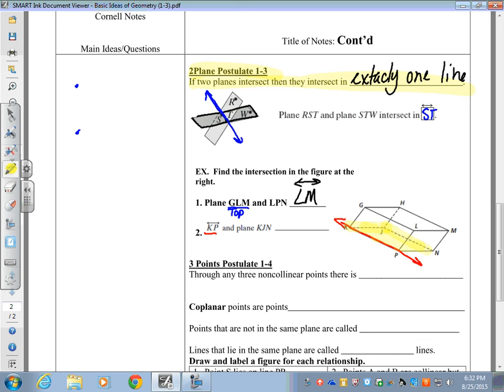All right, so where does the line KP and the plane KJN intersect? Where do they touch? I'm hoping you see that it happens all right there. So it would be at point K. Remember, the line extends all out, okay? So we're talking about that point of intersection, the point where they touch.